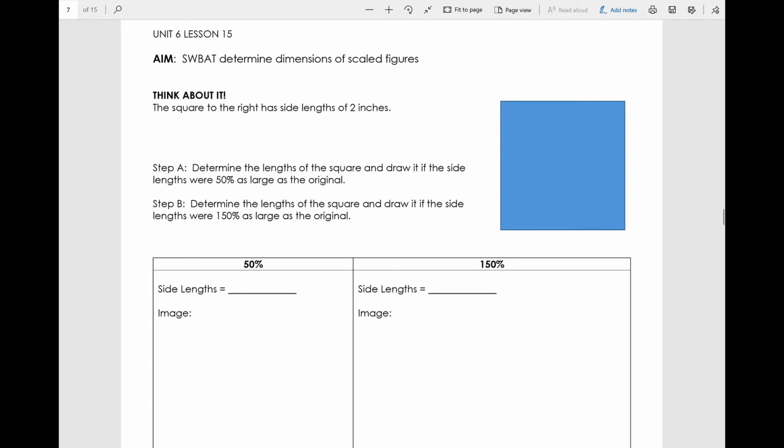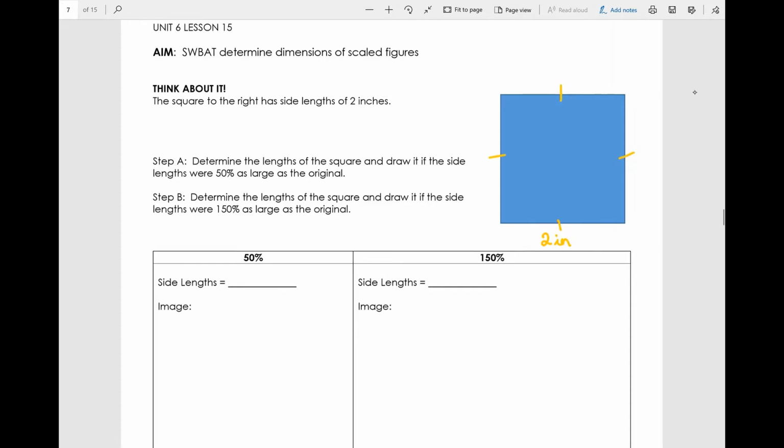Hey everyone, this is the video for Unit 6, Lesson 15, where we'll be able to determine dimensions of scaled figures. The Think About It says the square to the right has side lengths of 2 inches. I'm going to write that right here so that I can see it: 2 inches, and we know a square has all equal sides.